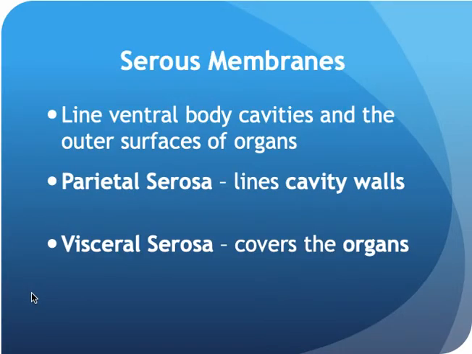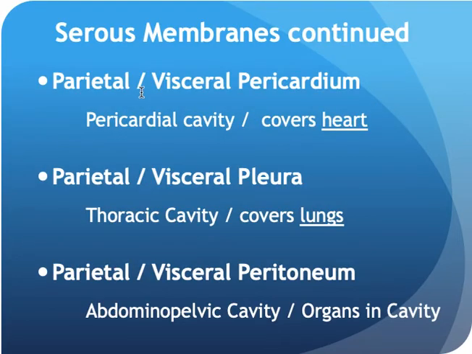So now we get to the last thing, and it's the serous membranes. These are membranes that line ventral body cavities and the outer surfaces of organs. You get 2 types. You get the parietal serosa. If they're parietal, it means that they're going to line the cavity walls. Very, very important for multiple choice questions. The visceral ones, or visceral serosa, are going to line the organs. So when I break this down, for each of these different little cavities, I'm going to get a parietal and a visceral part.